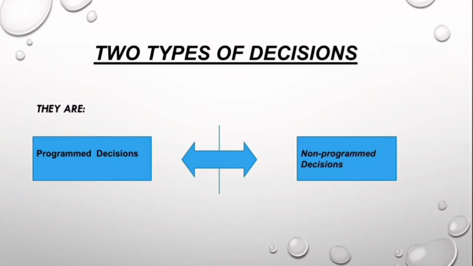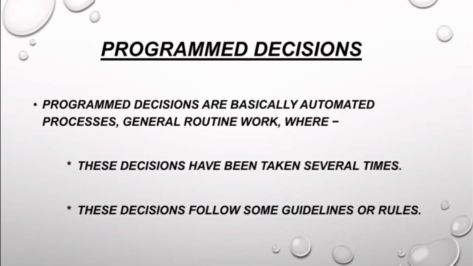There are two types of decisions. The first is programmed decisions, and the next is non-programmed decisions. Programmed decisions. In general, we know that programmed means structured, and programmed decisions will automatically process the thing and are known as general routine work. Here, the decisions have been taken several times, and the decisions will follow some guidelines and rules.